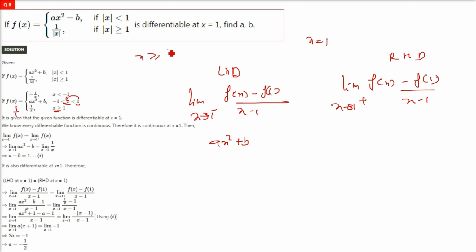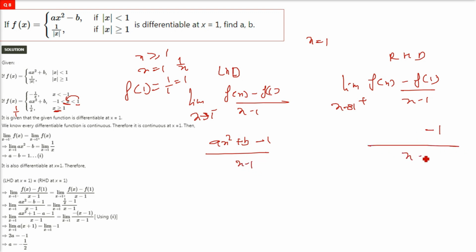So x greater than or equal to 1, x equals 1, 1 by x. f(1) is 1 by 1, that is going to be 1. So f(1) will be 1 in both the cases, divided by x minus 1. Here x minus 1 is in the denominator. What is going to be f(x)? We are going above 1, so x is greater than 1, and you have to use 1 by x here.